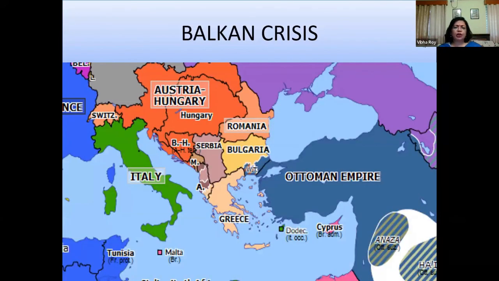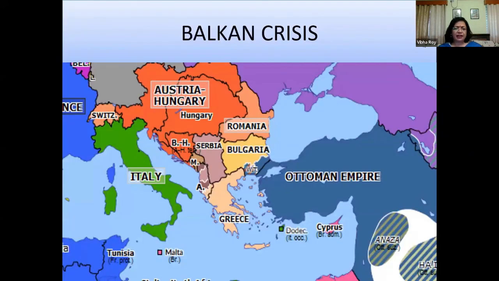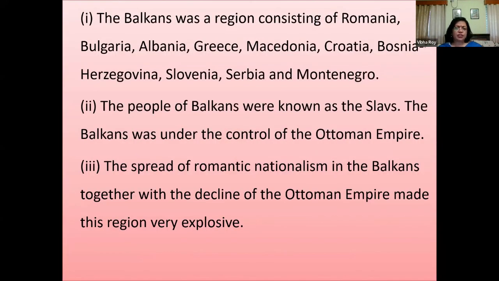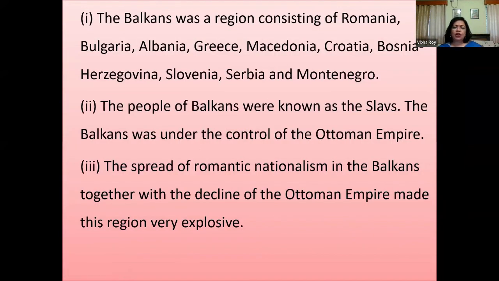So this was the Balkan crisis. What does the Balkan region consist of? Romania, Bulgaria, Serbia, Slovenia, Montenegro. So Hungary, Romania, Bulgaria, all these were part of the Balkan nation. The people of the Balkans were also called Slavs. The Balkans were under the control of the Ottoman Empire. The spread of romantic nationalism in the Balkans, together with the decline of the Ottoman Empire, made this region very explosive.